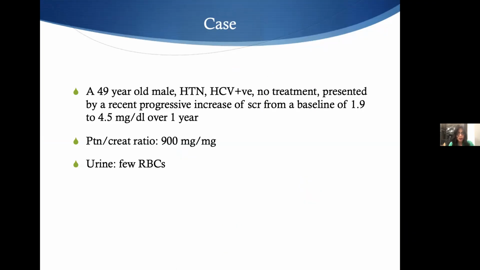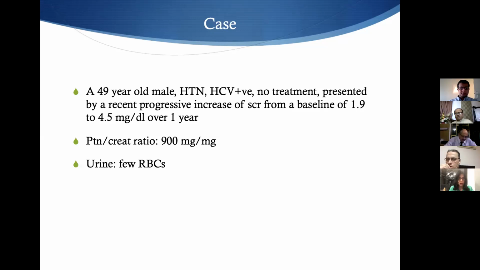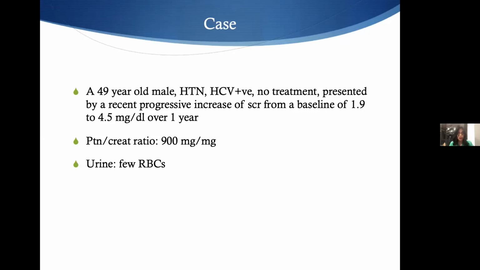He presented with a recent progressive increase of serum creatinine from a baseline of 1.9, which was detected upon one of his routine visits for his blood pressure. His blood pressure was controlled, there was no complaint, and he did not have any previous reports indicating whether he had any form of proteinuria. However, it progressed from a baseline of 1.9 to 4.5 milligram over 1 year. And so he presented to a different department where the nephrologist decided to biopsy him.